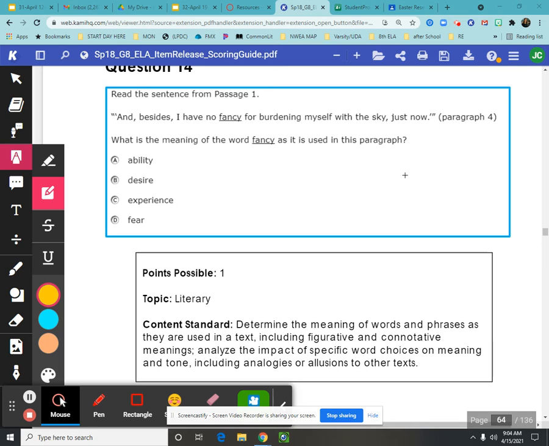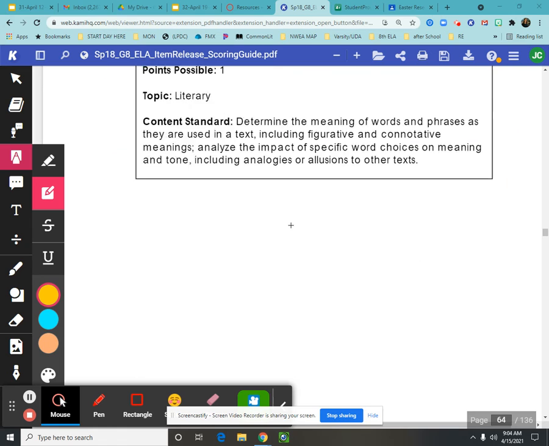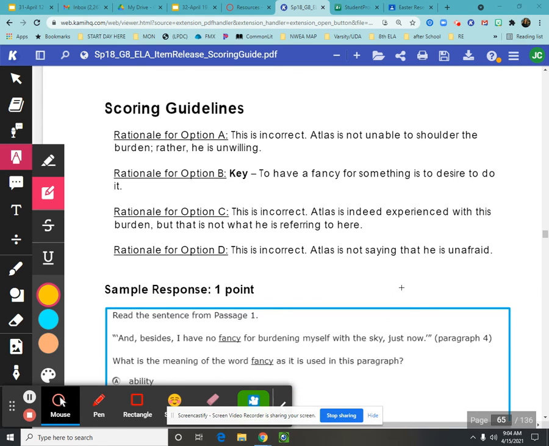Okay. So passage 1 is where we look. And it's the sentence from passage 1 here. What is the meaning of the word fancy as it is used in the paragraph? Now, fancy is not a hard word, but we need to look at the context of that. So, A, ability. B, desire. C, experience. D, fear. Okay, we had a few different answers. This one is B. To have a fancy for something is to desire to do it.